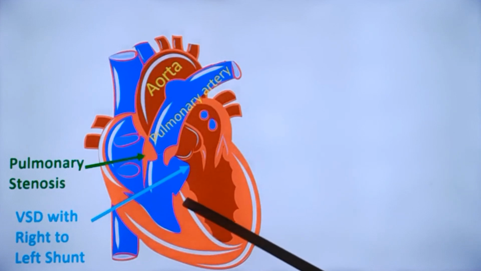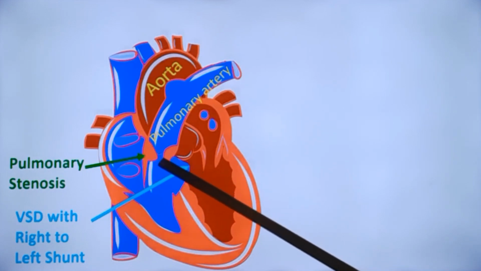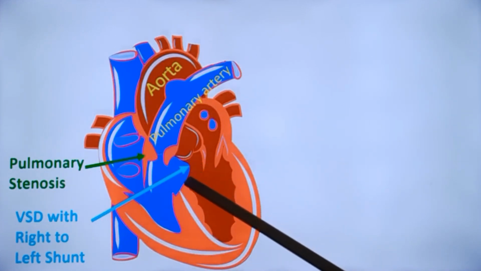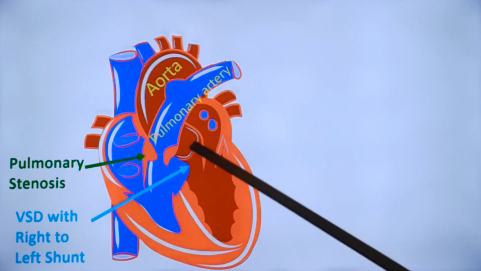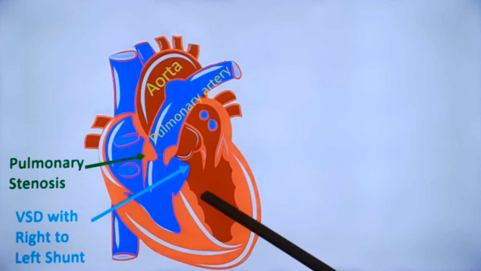There is right ventricular hypertrophy. Pulmonary stenosis, which is usually right ventricular outflow tract stenosis. Sometimes there could be associated annular stenosis as well, and valvar sometimes. So this is Tetralogy of Fallot. The right to left shunt causes cyanosis, clubbing, and other features of Tetralogy of Fallot.